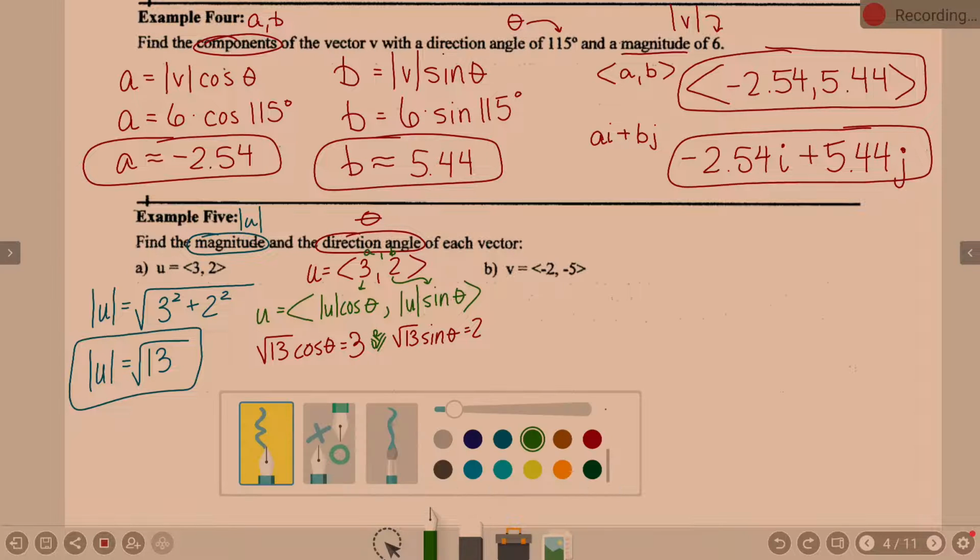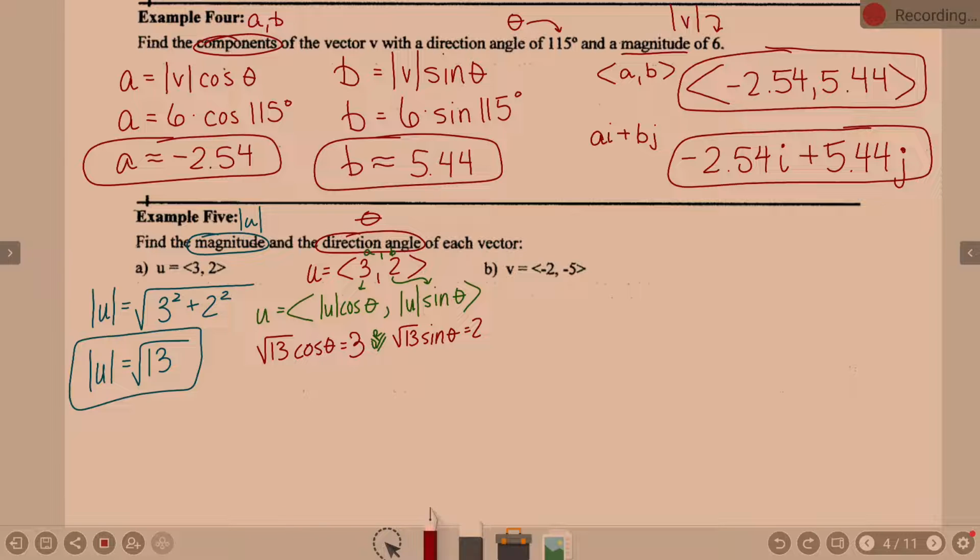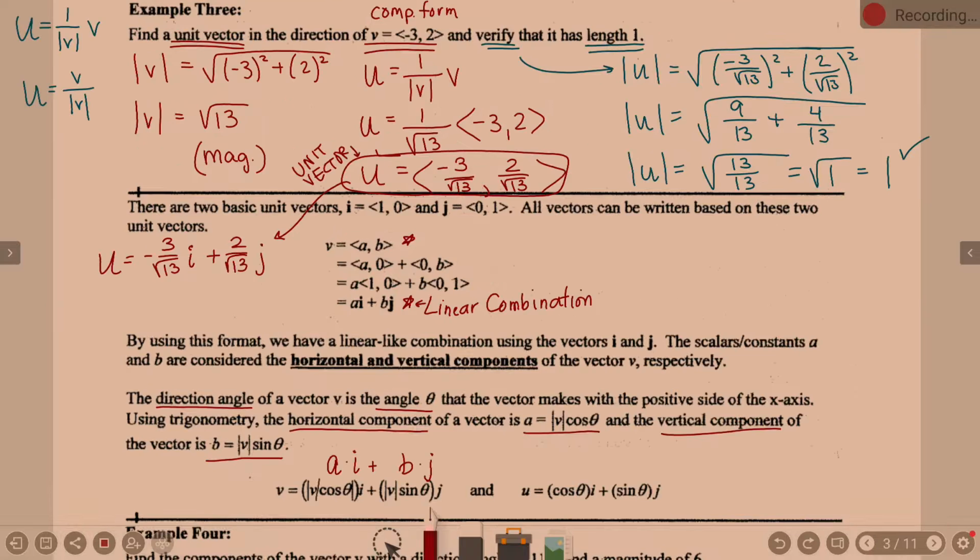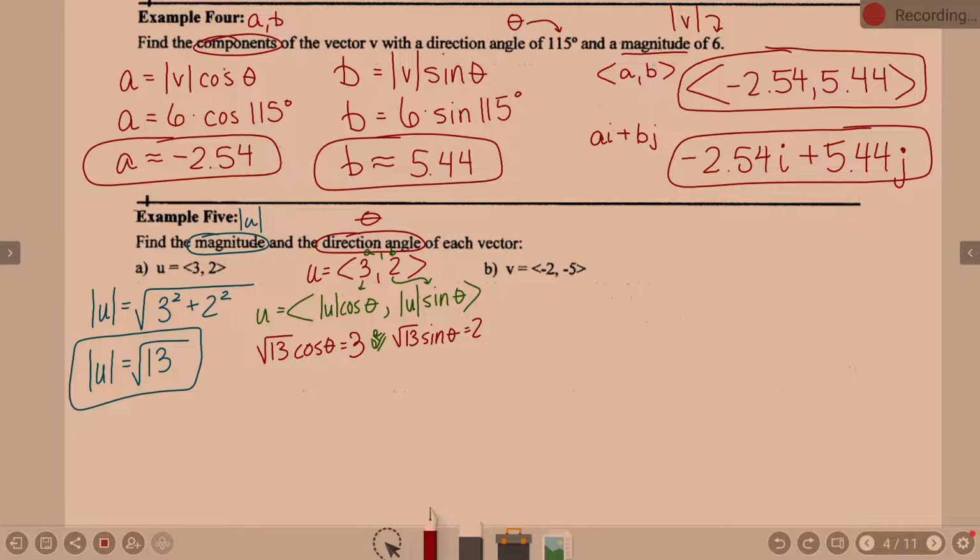Okay, so the idea, we were given the vector 3, 2. So we have the horizontal component and the vertical component. If you go right up above here, we talked about that the horizontal component, so the A value, can be found by doing the magnitude times cosine. And the B value can be found by doing magnitude times sine. Okay? So, you're welcome. All I did was set these equal, and I filled in my magnitude, so square root of 13 times cosine has to be equal to 3, or square root of 13 times sine has to be equal to 2.